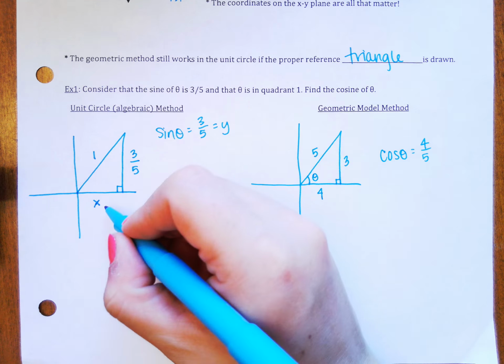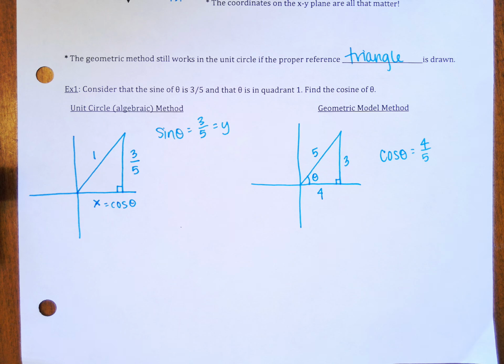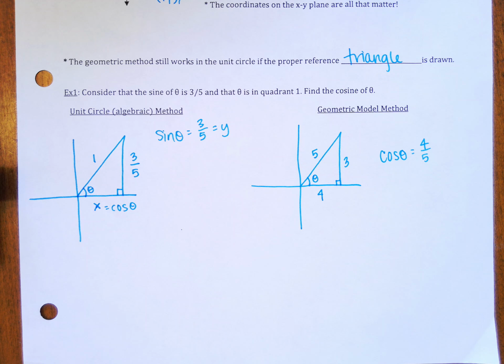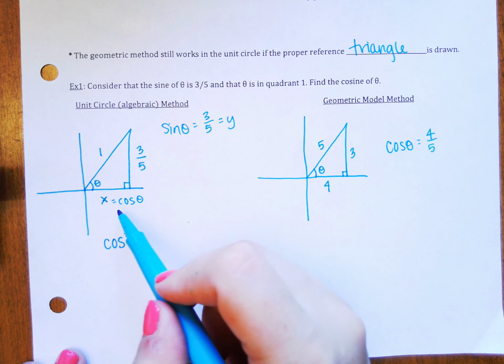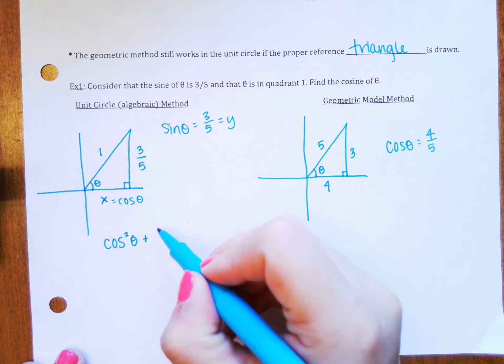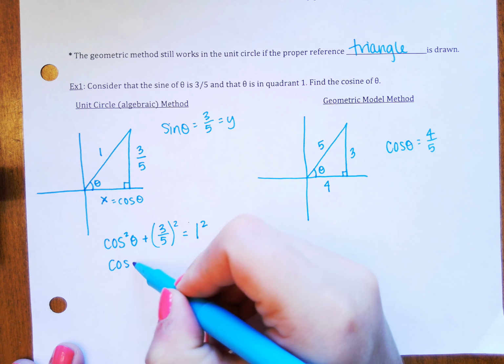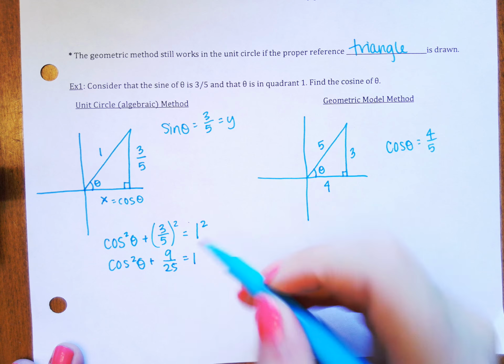Now again, x is cosine, so when we solve for our x value, what we're solving for is our cosine value. If I was going to actually solve this, I could use the Pythagorean theorem, the same kind of principles we've been dealing with. So I'd have x squared, which is cosine squared, plus my other leg, 3 over 5, quantity squared, equals 1 squared. Then when I solve this, I'll get 9 over 25 plus cosine squared equals 1.